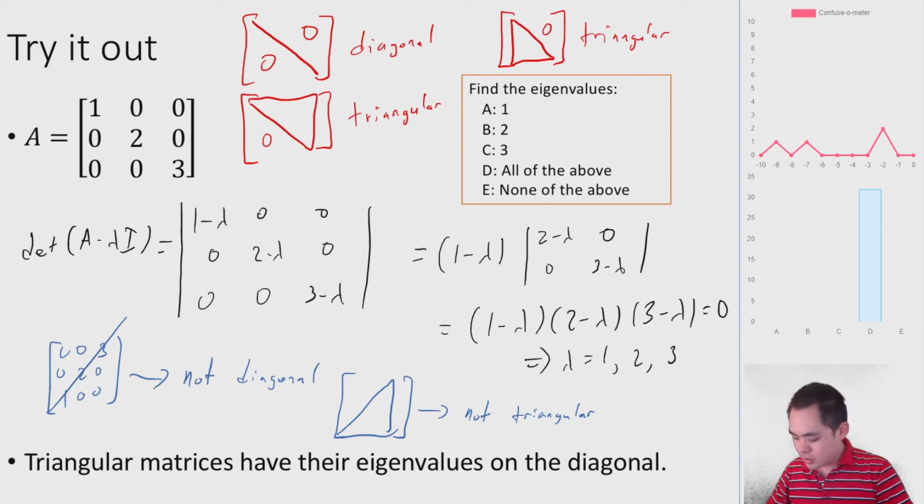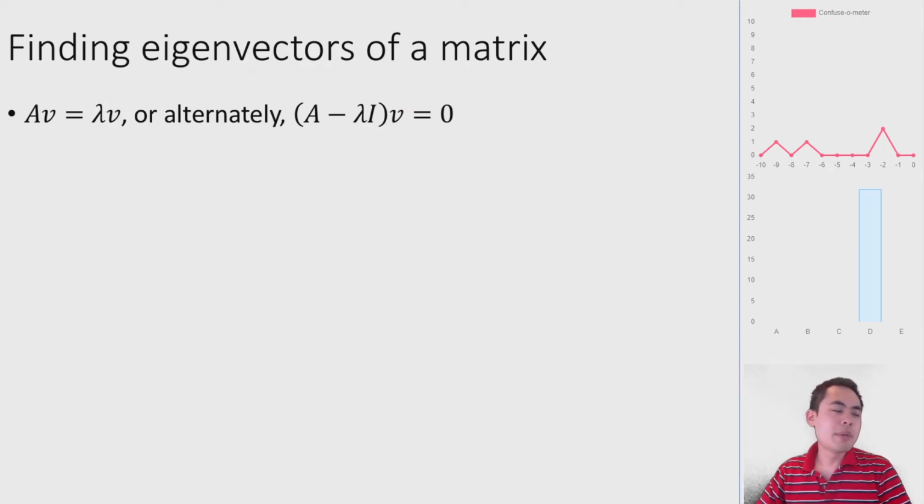Okay. I still have a couple more slides, and then we'll have our break. So let's take some time to find the eigenvectors of a matrix. Let's go ahead, and I'm going to give you a matrix. Let's say A is equal, oh, sorry, we're going to do this one together.